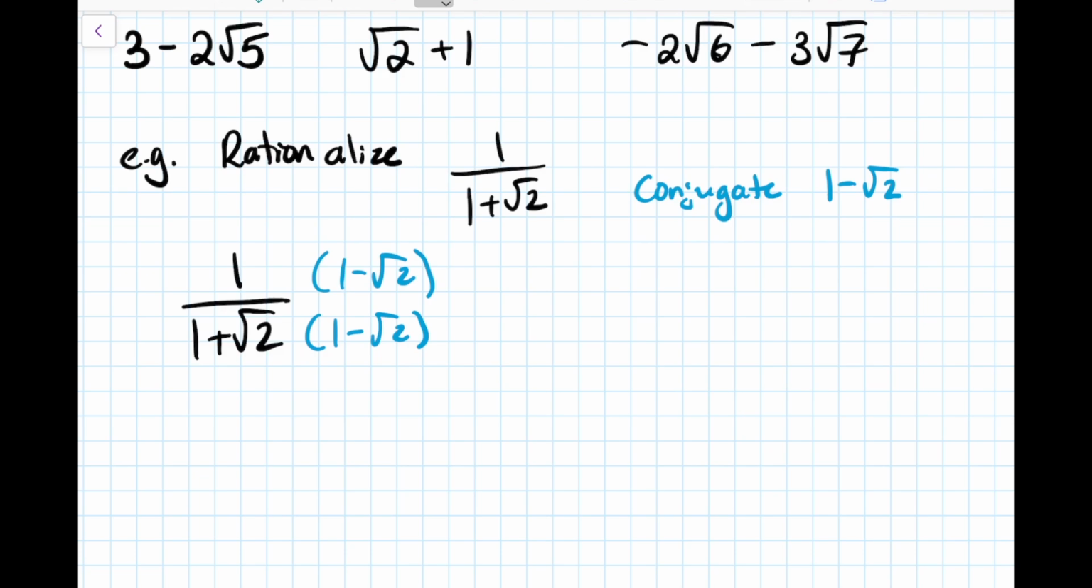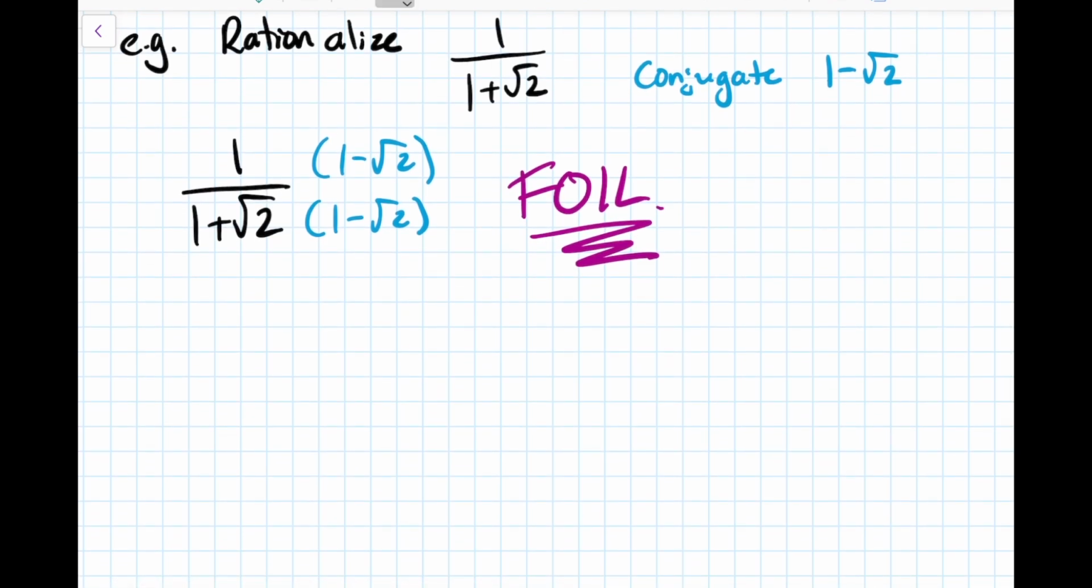And when you do this, please, please, please be careful and make sure you FOIL. It's by far the most common place people are going to mess up here, is just not foiling things. So be really, really careful with this. On the top, if we multiply 1 by both of those things, because this is about as easy as this one can be, we're just going to end up with 1 minus root 2.